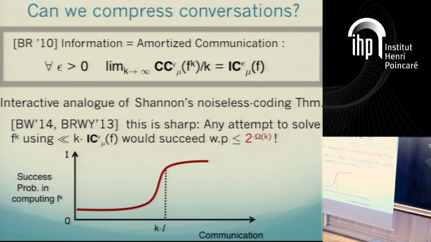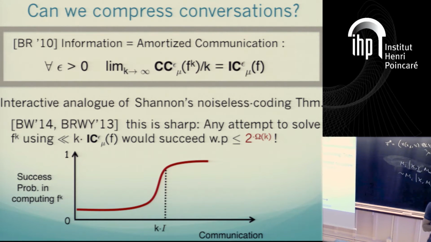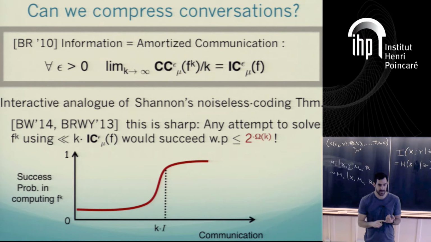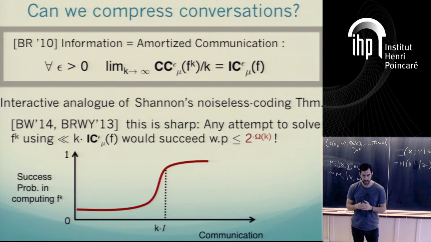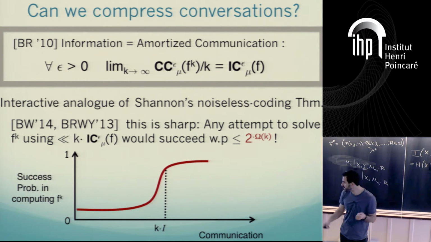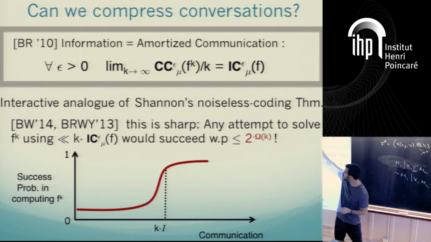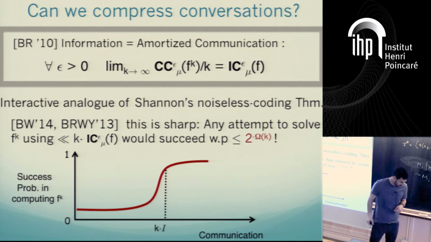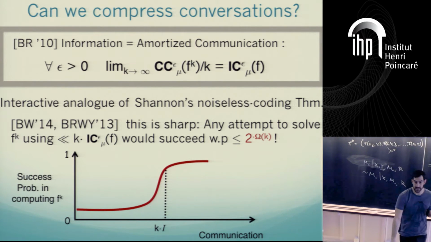Is that for some mu? No, for every, so this theorem holds pointwise. So the statement is the following: fix your favorite interactive function and your favorite distribution mu. Then the communication cost of solving simultaneously all the k independent inputs of f under this distribution mu, if you ever try to solve this using significantly less than k times the single copy information cost with error a third, then you will succeed only with exponentially small probability.